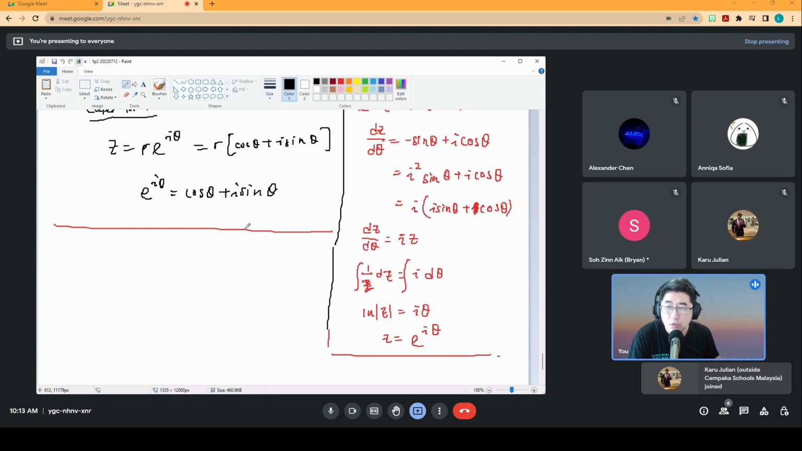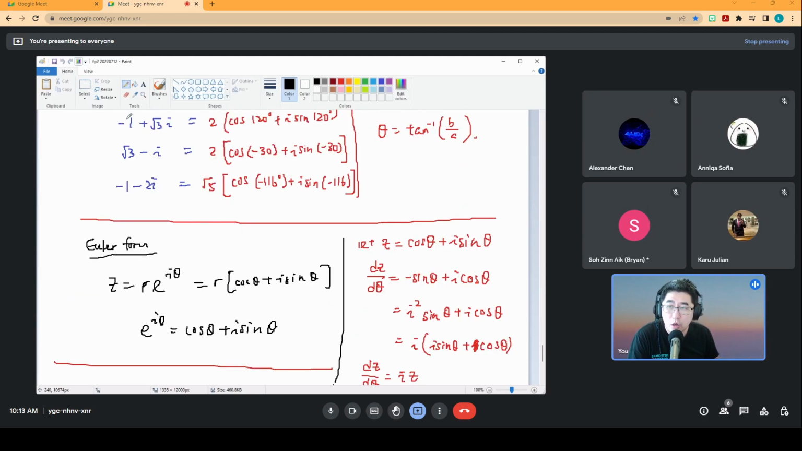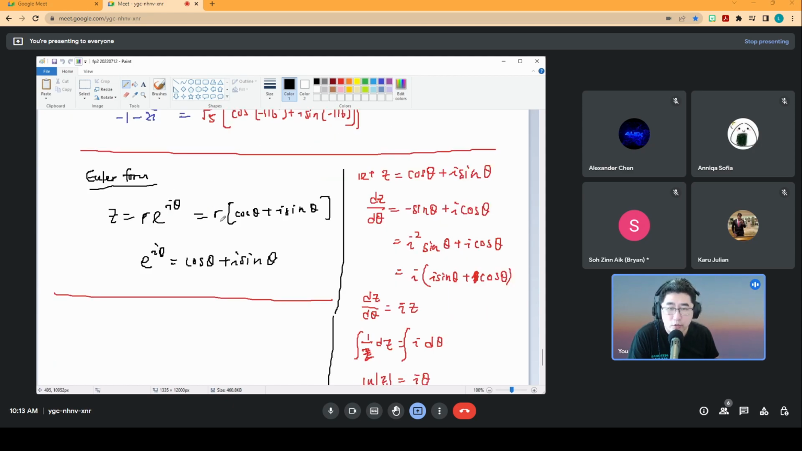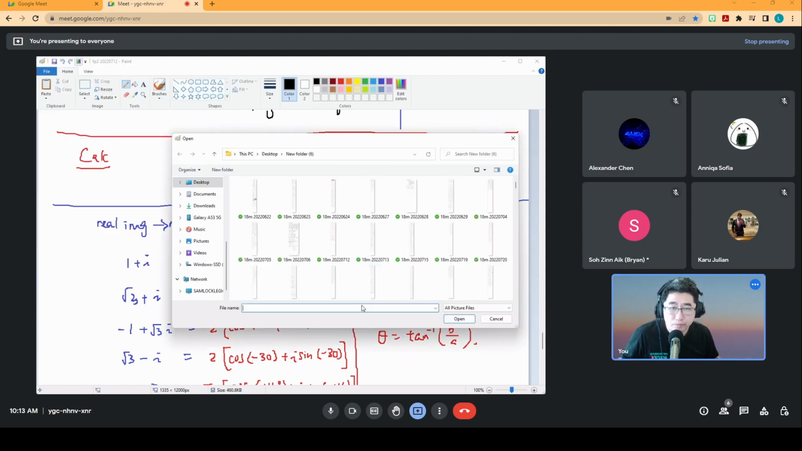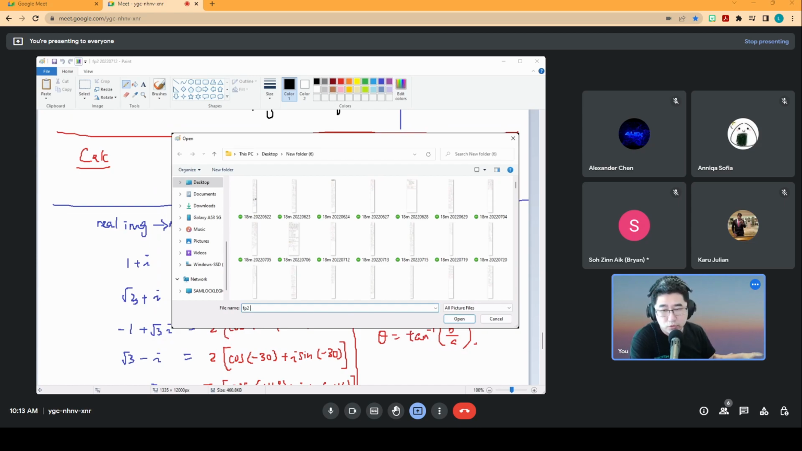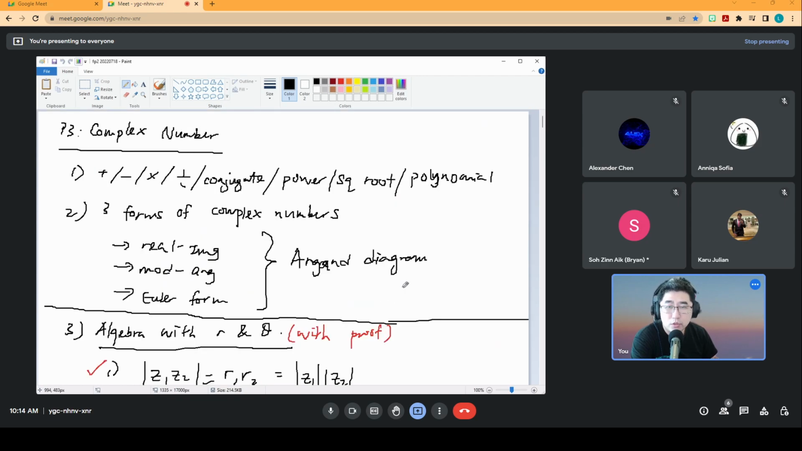Okay, so this is on the date of 12th of July. Okay, this is on the date of 12th of July. Then after that, open, let's see. FP2, 12th of July. 18, let's see what they have.